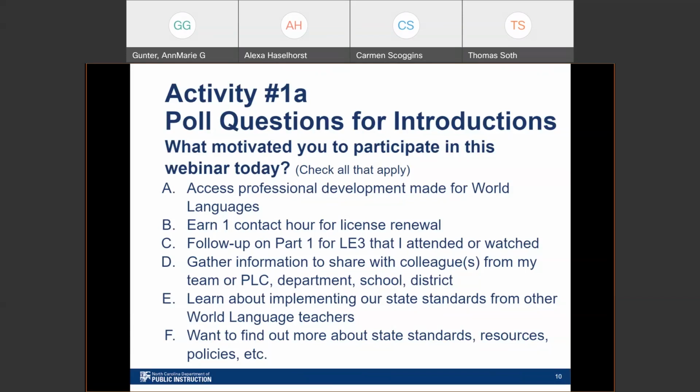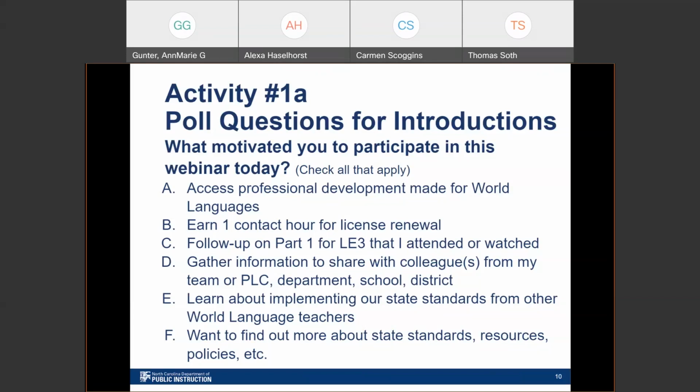Also, over half of you said you're here to earn 1 contact hour for license renewal. It's always a good thing to do. Keep in mind, we want to stay professionally sharp. And so that 1 contact hour will actually come to you in the form of an email attachment in about a week or so. So keep on the lookout for that.